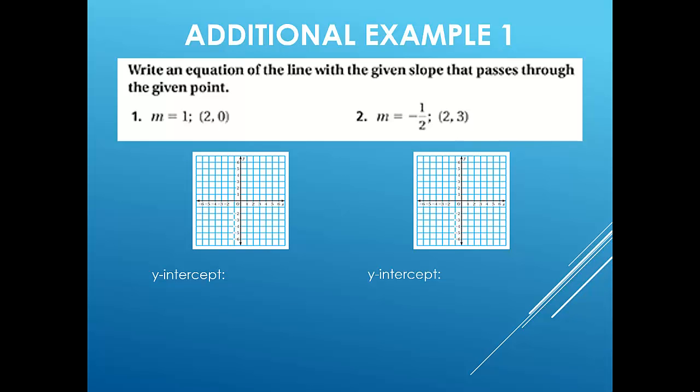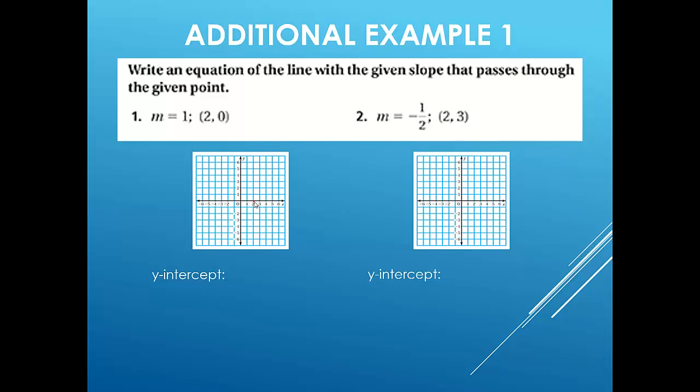Now we have an additional example. You can pause the video and try it on your own, or you may follow along. Write an equation of the line with a given slope that passes through the given point. First, we're going to plot our point. For number 1, our point is (2, 0). So starting at (0, 0), we're going to go over 2 and then up 0. So we're just going to stay there and plot a point.